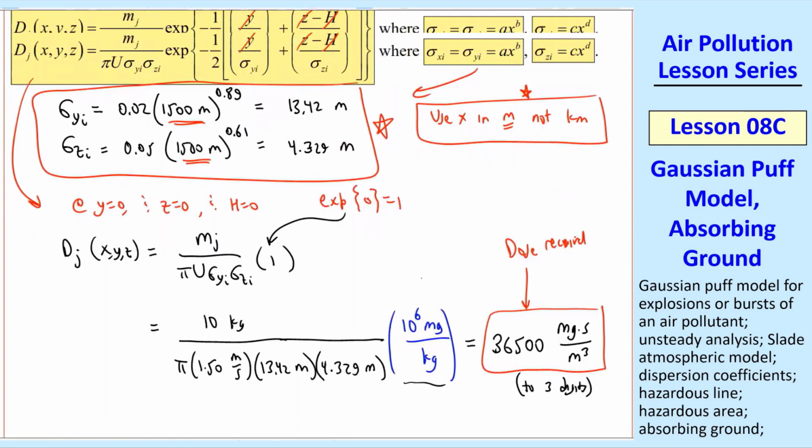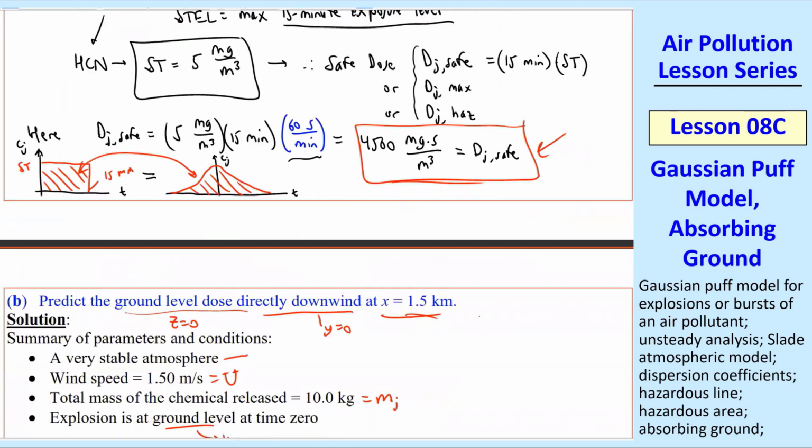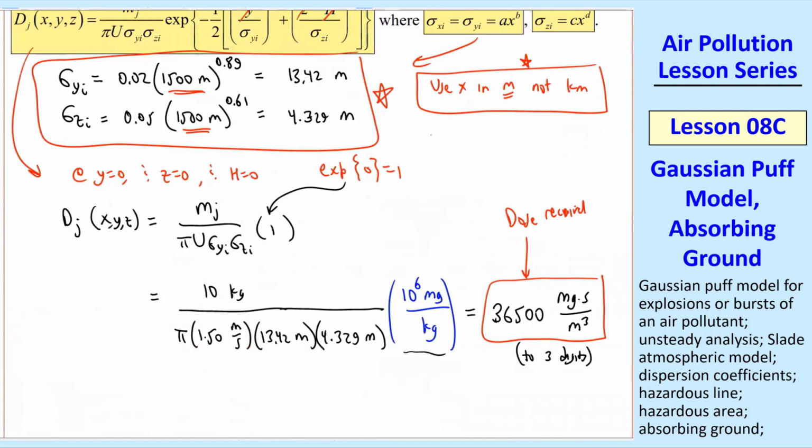Now remember, from part A, our maximum safe dose was 4,500 in the same units. So this far exceeds the 4,500 safe limit. So this is indeed a hazardous dose for that particular workman.